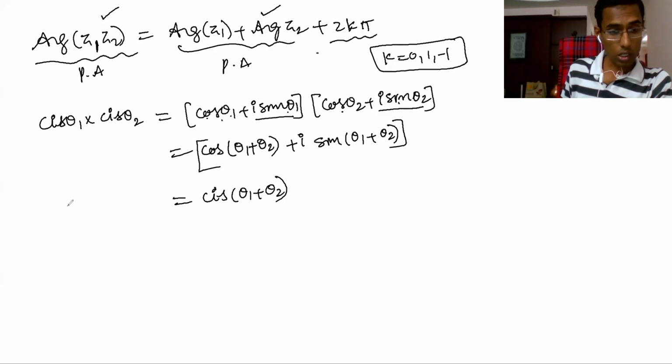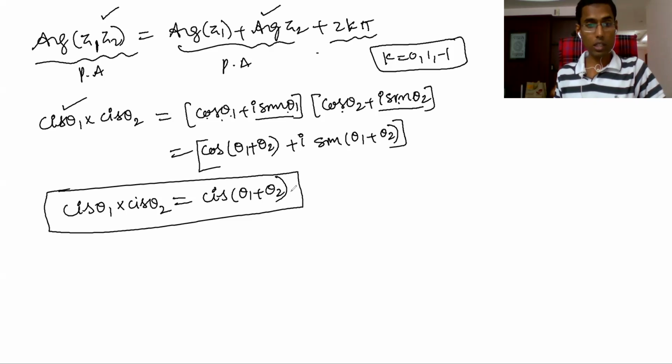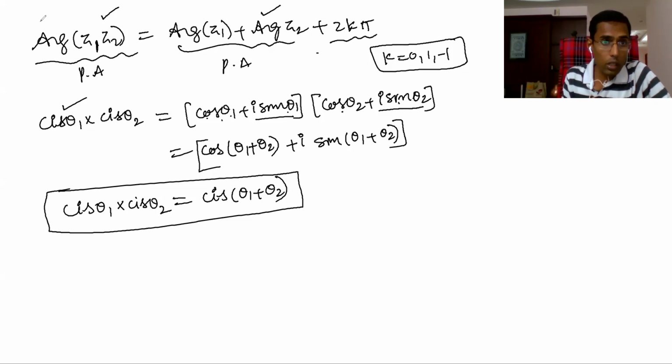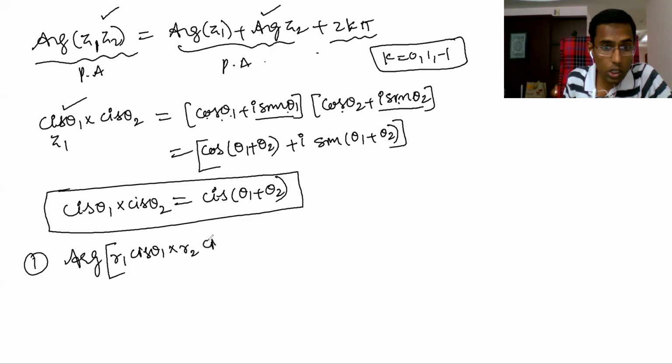Don't wonder why cis theta 1 into cis theta 2 is cis of theta 1 plus theta 2. Cis theta 1 means this one; if you do this, you will understand. Then here, the first one is argument of z1 into z2. Z1 I can write as r1 cis theta 1, and z2 I can write as r2 cis theta 2.